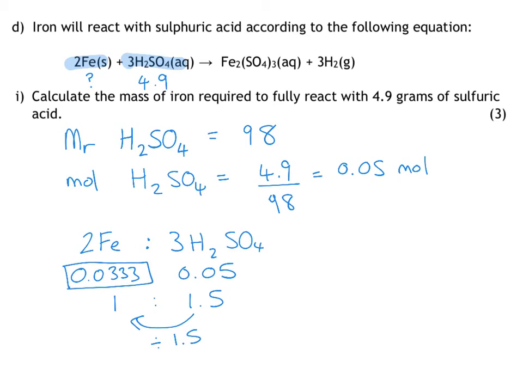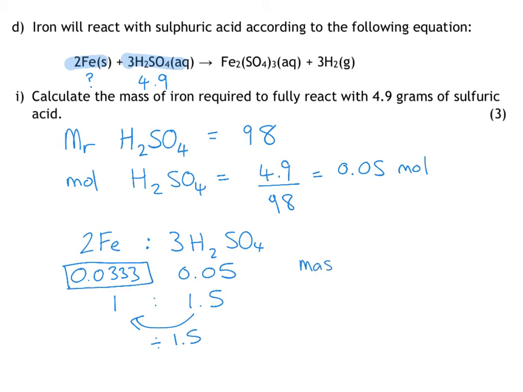So you can check after you've done that and think, does that make sense? I should have a smaller number of moles of iron, but it's more than half the number because it's 2 to 3. So yeah, 2/3 of 5 is going to be 3 1/3. So that makes sense. That's my moles of iron.